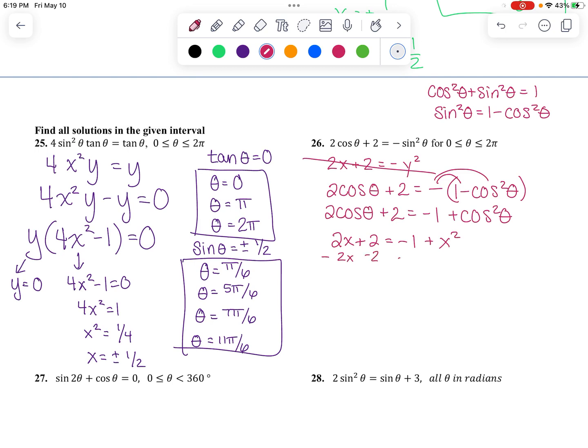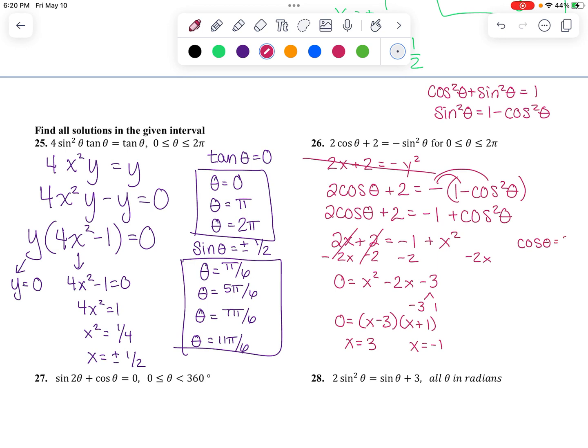It's quadratic. I like that the x squared's positive, so I'm going to subtract the 2x and the 2. While I do that, I'm going to rearrange a little bit. Put the x squared first, then minus 2x, then minus 3. Two things, since I can do the shortcut that multiply to negative 3 but add to negative 2, or negative 3 and 1. Which gives me x equal to 3 and x equal to negative 1.